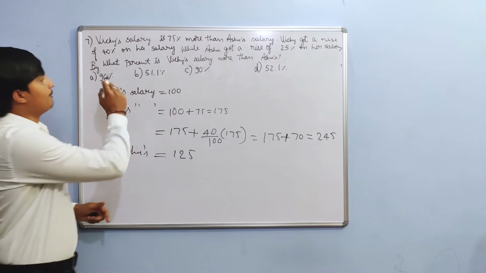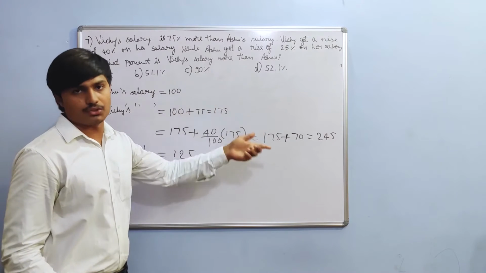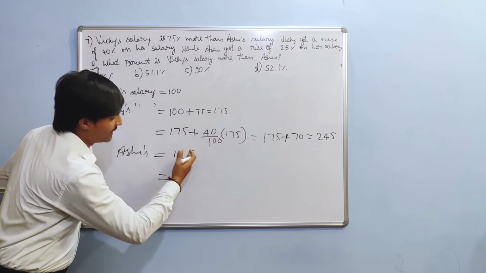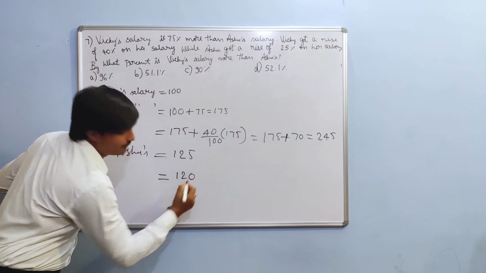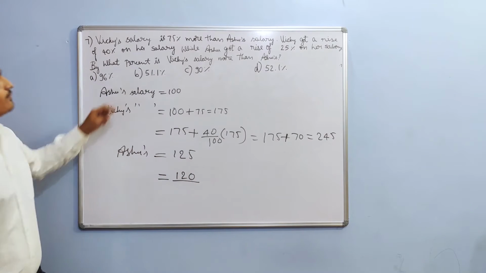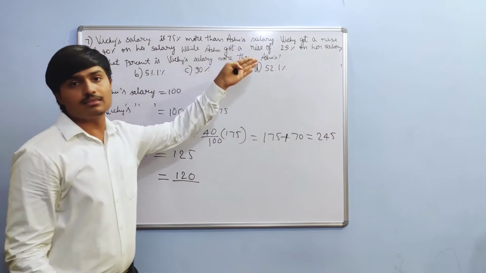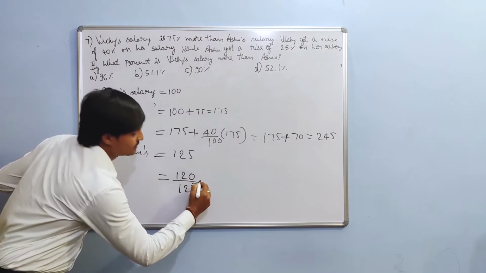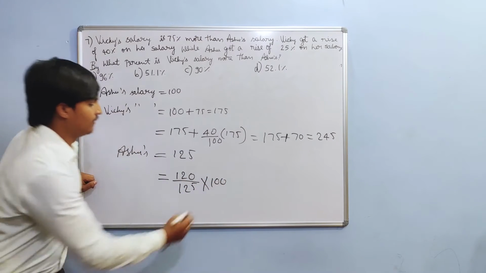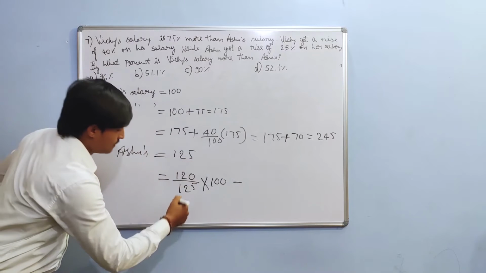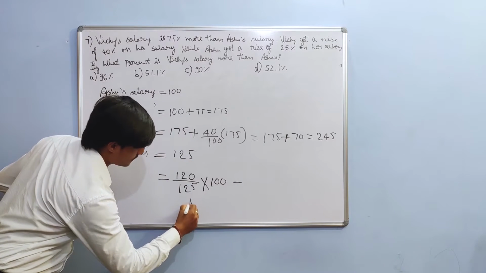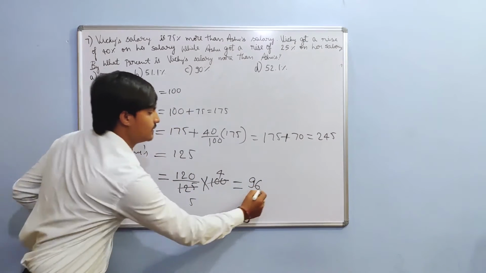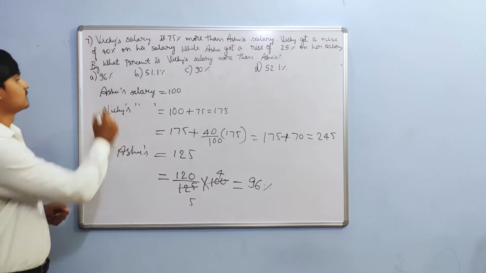Now the question is, by what percent is Vicky's salary more than Ashu's? It means the difference in their salary is 245 minus 125, which is equal to 120, which comes in the numerator, and in the denominator we are comparing Vicky's salary with Ashu's salary. So Ashu's salary is 125. Since it's percentage, into 100, which is equal to 96. The answer is option A.